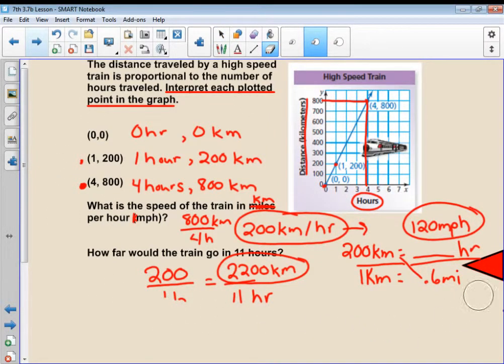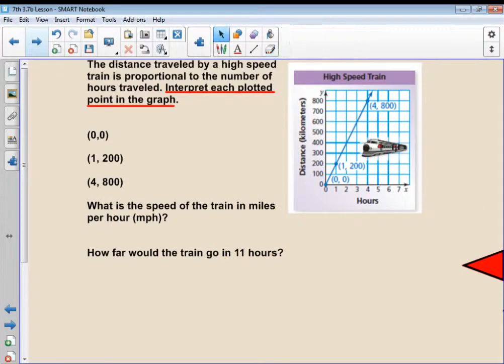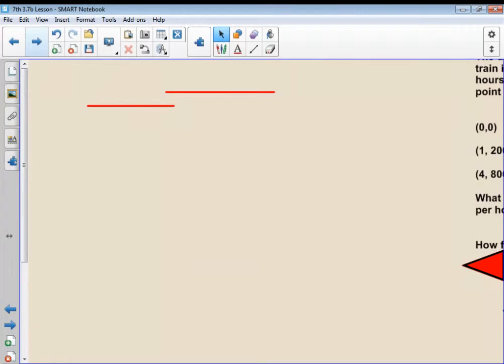Okay, so that's working with interpreting information off of a graph, and we did work with graphs a little bit in our previous lesson. Okay, so let's try another one.